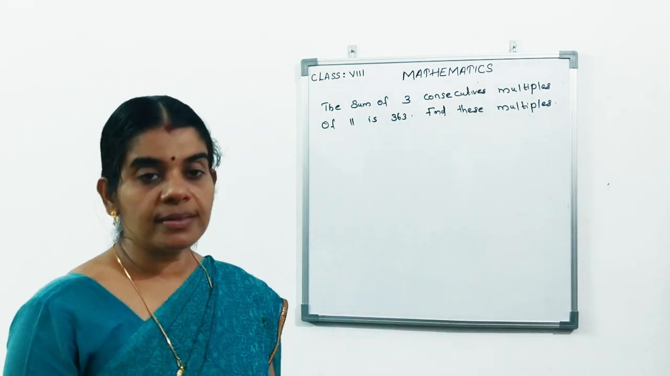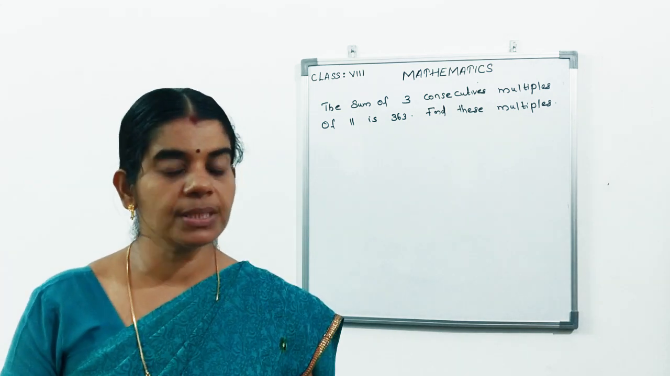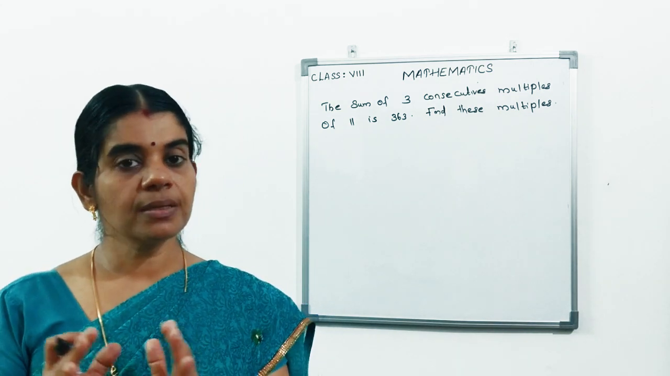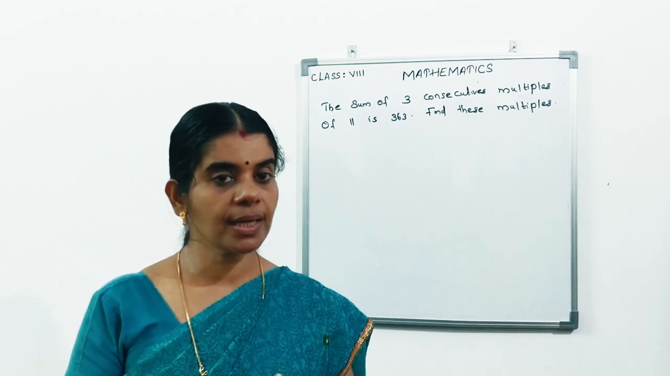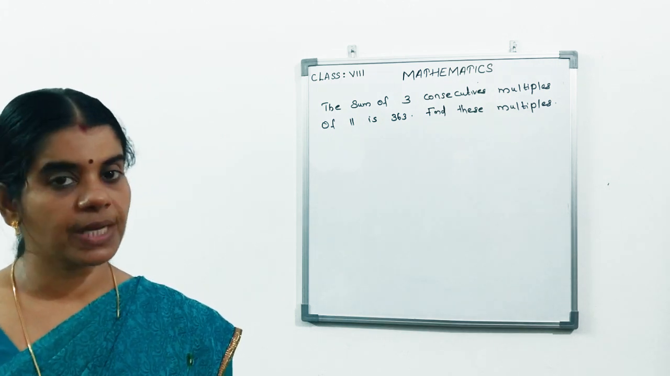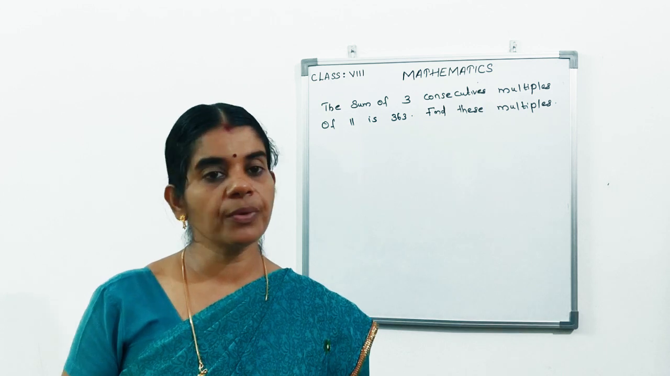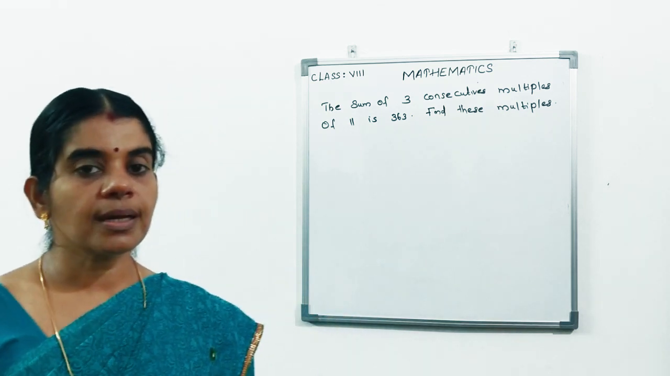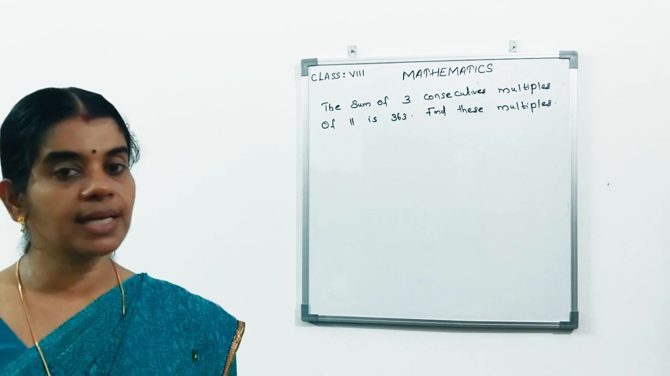What is meant by consecutive? How can we take consecutive numbers? Consecutive numbers mean the nearest numbers. If you are taking 3, its three consecutive numbers mean 3, 4, 5. The nearest numbers, that is what it means. If the first number is x, the consecutive numbers will be x plus 1, x plus 2, x plus 3, like that we can take.